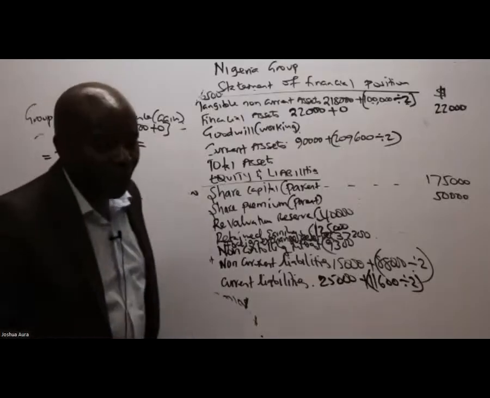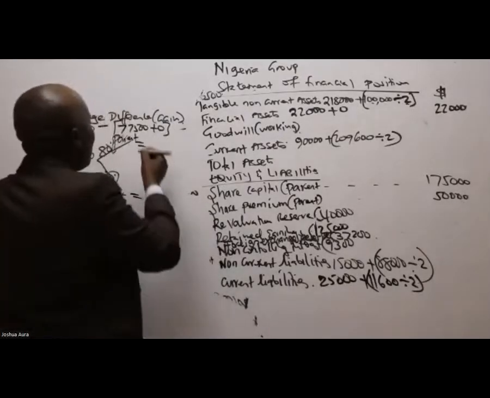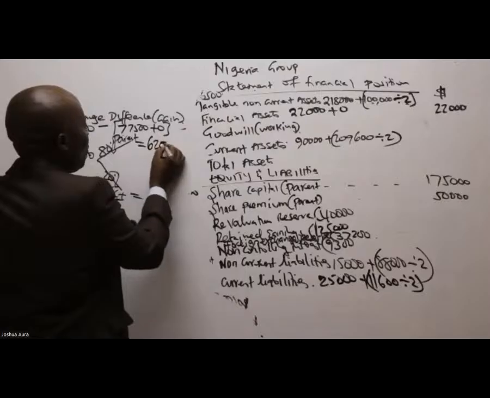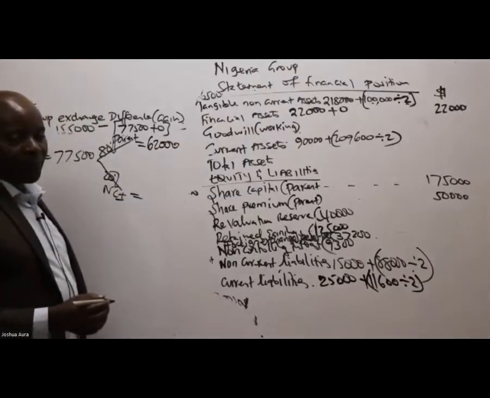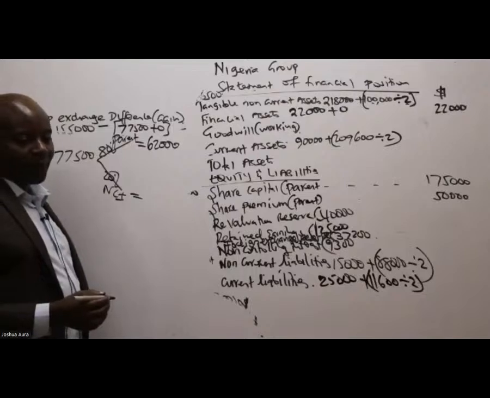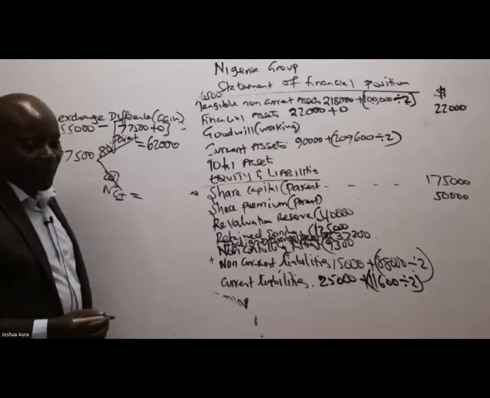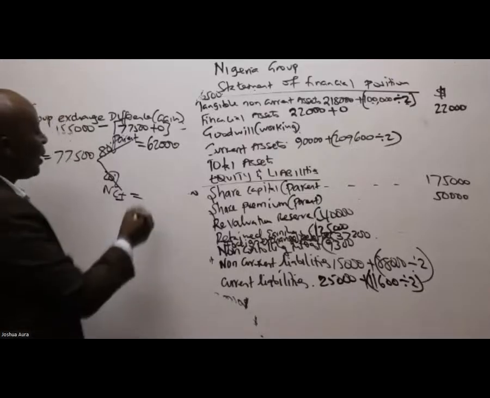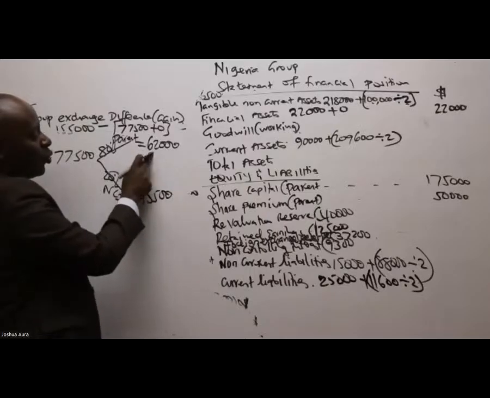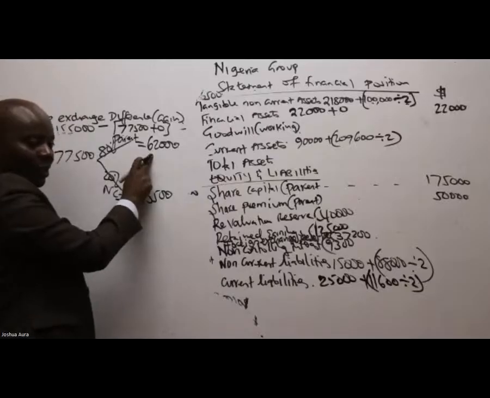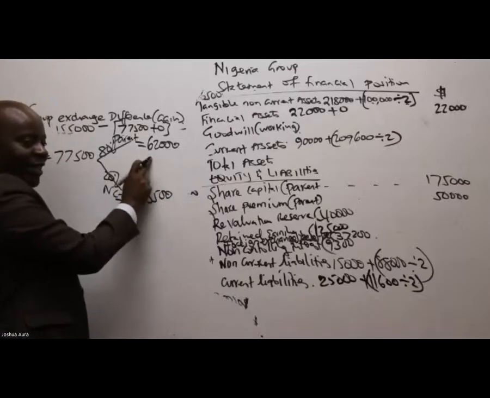So we have here Nimrod telling me that should be 62,000. Thank you very much. How about NCI? NCI is 15,500. So remember, this will not go to the group retained earnings. This will go to the foreign currency reserve.